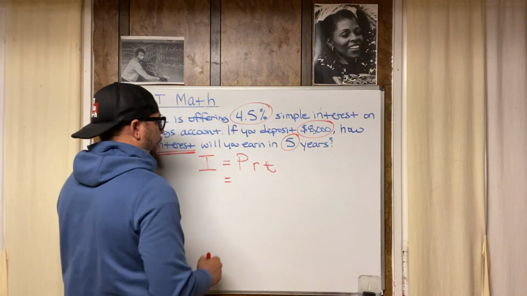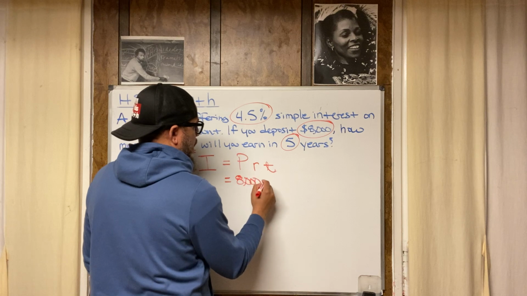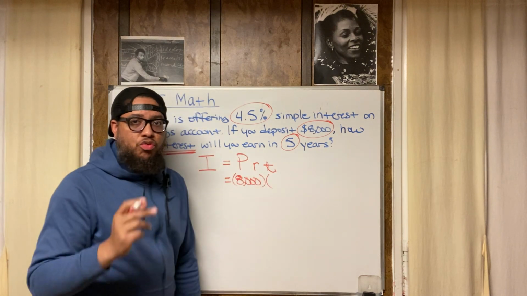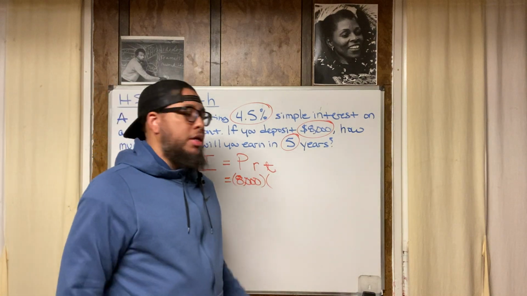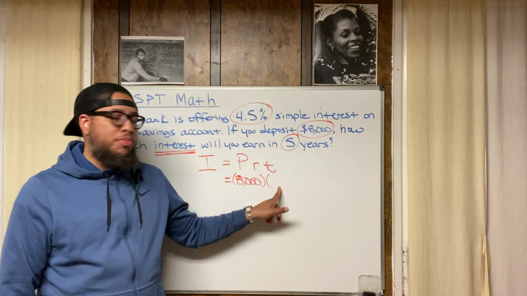All right. So we got P is going to be 8,000. And then R, like I told you, R is the interest rate. R stands for rate, right? But you can't just throw 4.5 in there. That's going to be wrong.